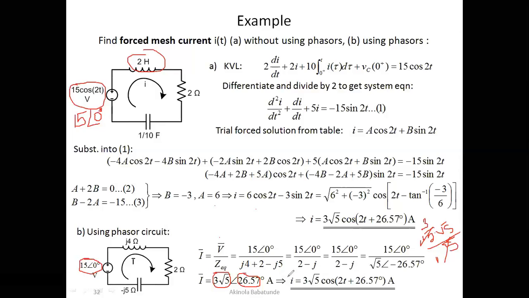What you would observe here before we go is that the two I's are the same, with or without using phasors. The answers to the current in the circuit, the first mesh current, are the same, with or without using the phasor representations.